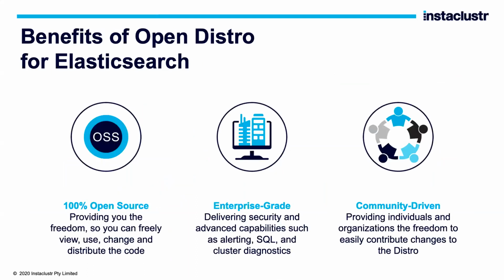So for example, the benefits of Open Distro, as I said, it is 100% open source. It provides you freedom, so you can freely view, use, change, or even distribute that code itself. Open Distro for Elasticsearch is bundled with enterprise features. And now, what are those features? It is security, and it also comes with alerting, and we're going to talk about those in much detail. So these are some of the advantages or features of Open Distro for Elasticsearch.